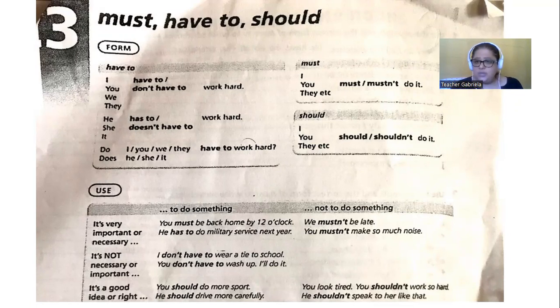5, 4, 3. Consejo. Exactly. Consejo. You should go to the doctor if you feel sick. No puedo decir you must, porque yo no lo puedo obligar a ir al doctor. Pero como recomendación, no. You have to go to the doctor.